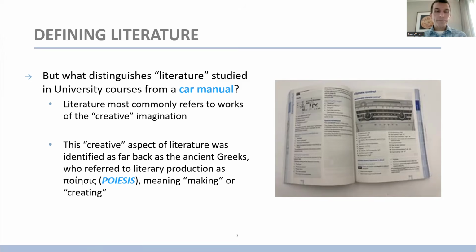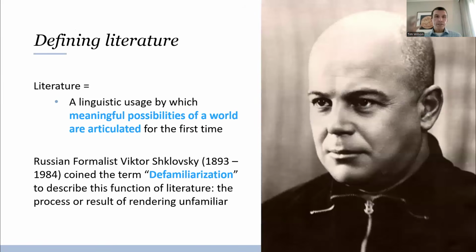So to define literature, then, I would hazard the following definition: a linguistic usage by which meaningful possibilities of a world are articulated for the first time. Okay. And in defining it this way, there are some echoes to the Russian formalist Viktor Shklovsky, who coined this term for literature and to some extent art generally: the function of art and literature being defamiliarization.